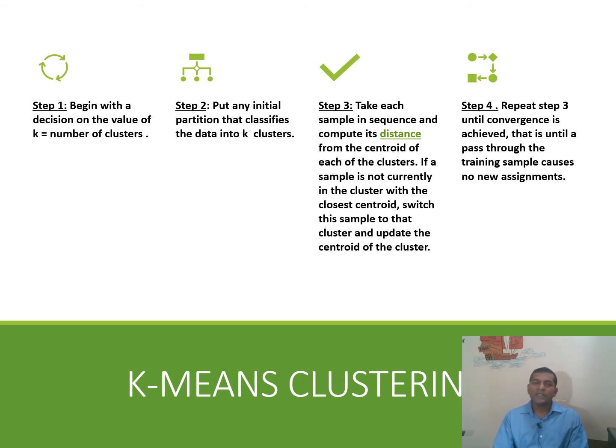In the second step, put any initial partition that classifies the data into k clusters. This partitioning should not be very specific. This is a smaller or initial stage of clustering that will be defined on the data which is available. The number of clusters is already defined. This is done in the second stage.